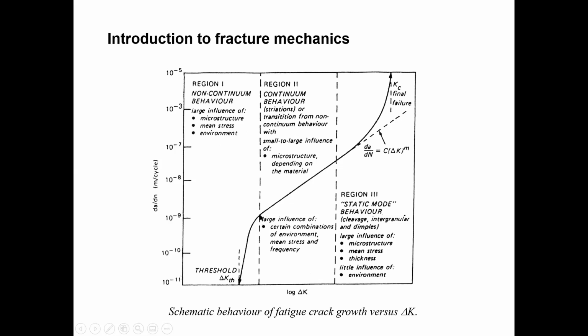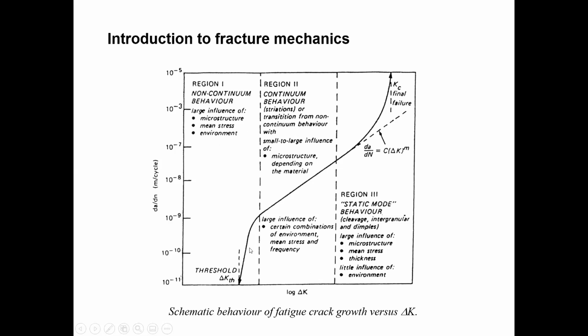And one time, there are three regions you can see. The second region has a linear portion. The third region has again a non-linear region. In this first region, there is a threshold until some point. So delta K should be enhanced until this point. Then only the crack will be propagated.